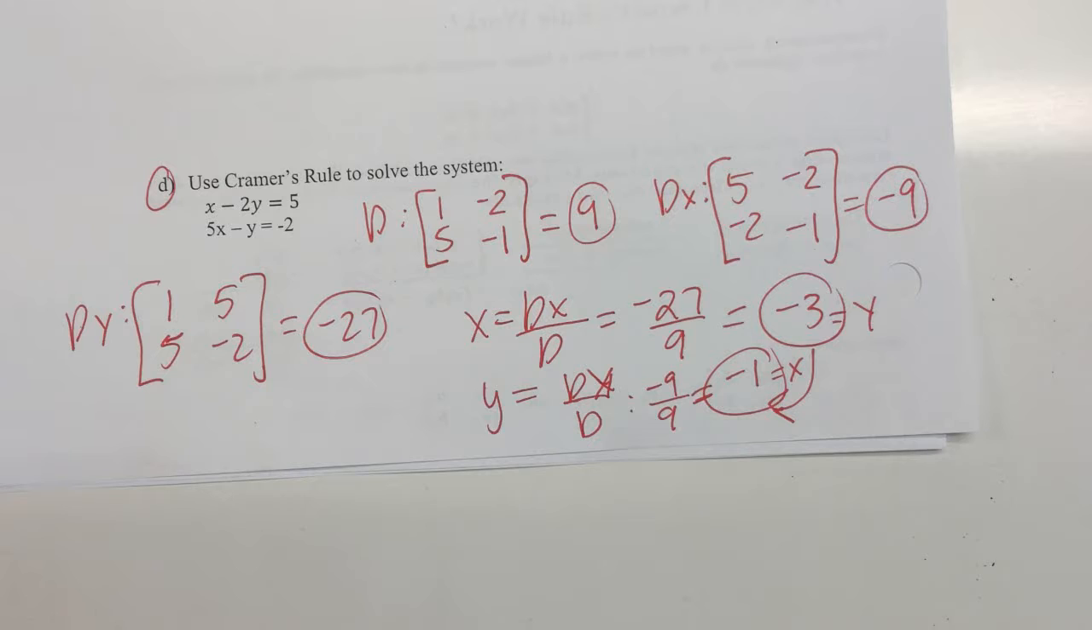Replace your X values here, this will be X. So you replace your Y values here, this will be Y. So X is the Dx, this value divided by D. And Y will be Dy divided by D. So X is what? 2. There you go. Okay. Good deal.